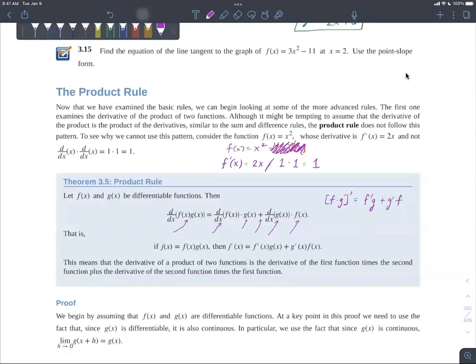And some students have called this fig, it kind of looks like fig plus gif, right? So you can think of it that way if you'd like. So f prime times g plus g prime times f. Okay. There are many notations for it, right? So here's the same notation, except each of them are written as a function of x.